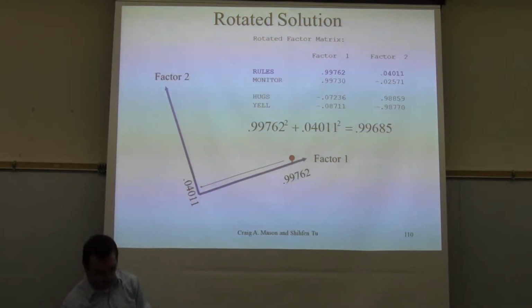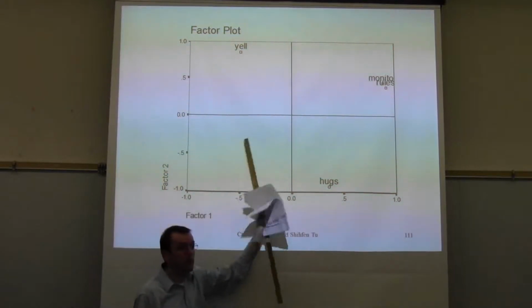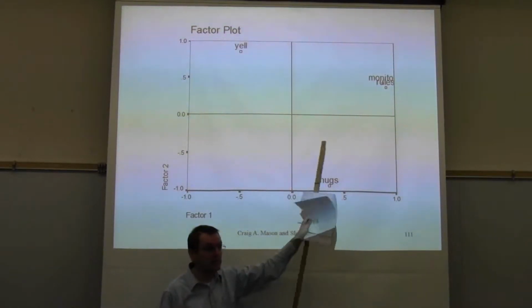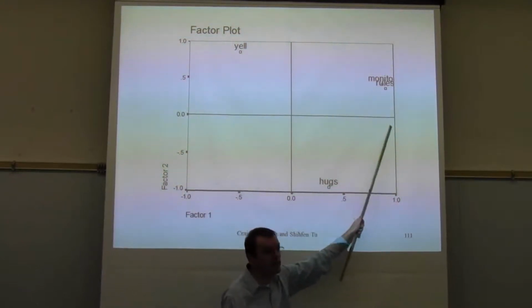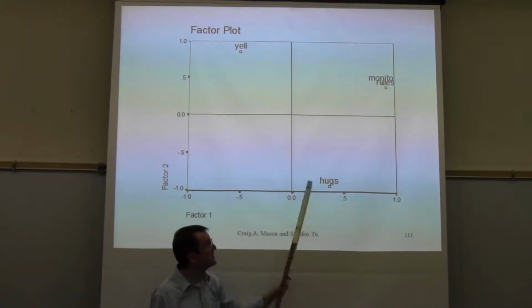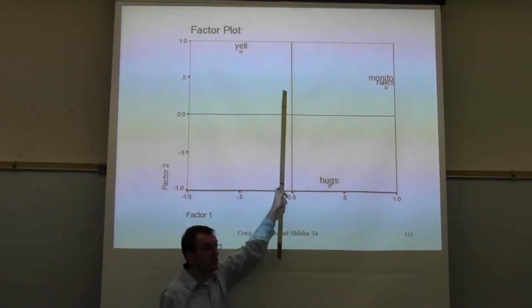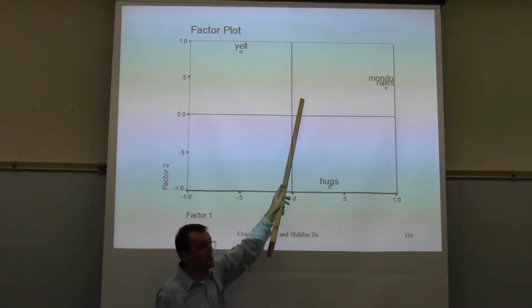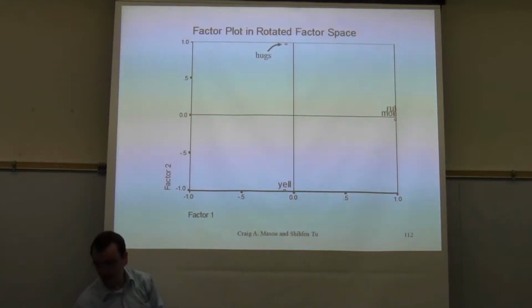That's how that looks. Here's all 4 variables before we rotated it. And we saw it's kind of hard to make sense of what factor 1 is or what factor 2 is, because it's kind of not yelling and doing some hugging, or yelling and doing some rules. When we rotate it, it looks like this.